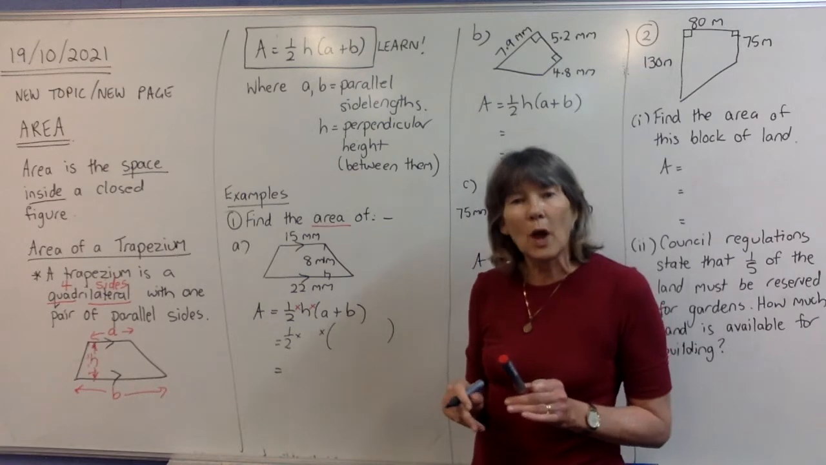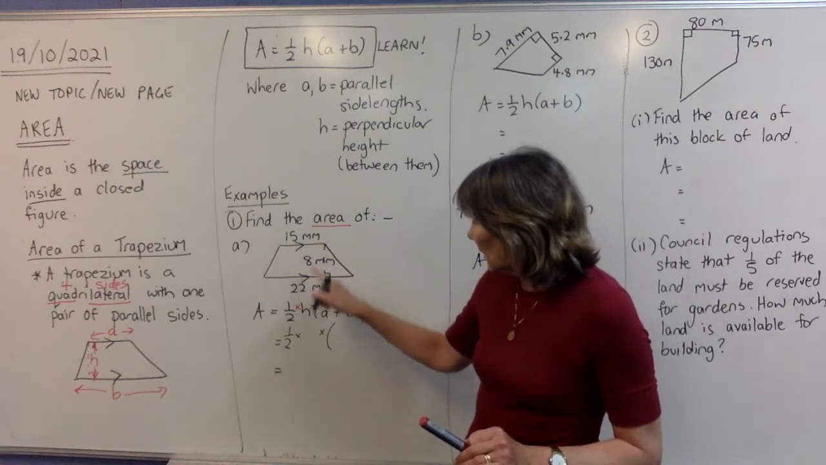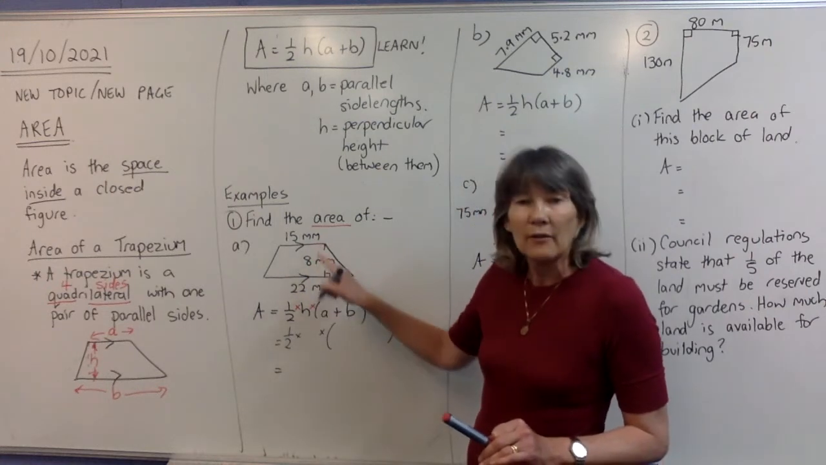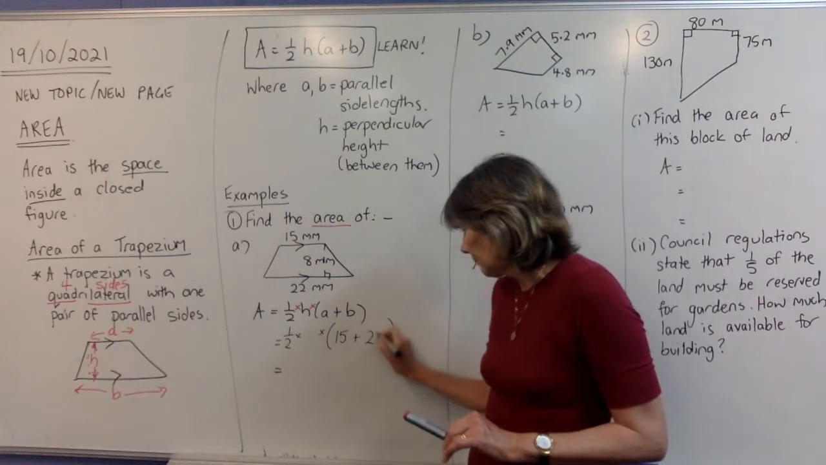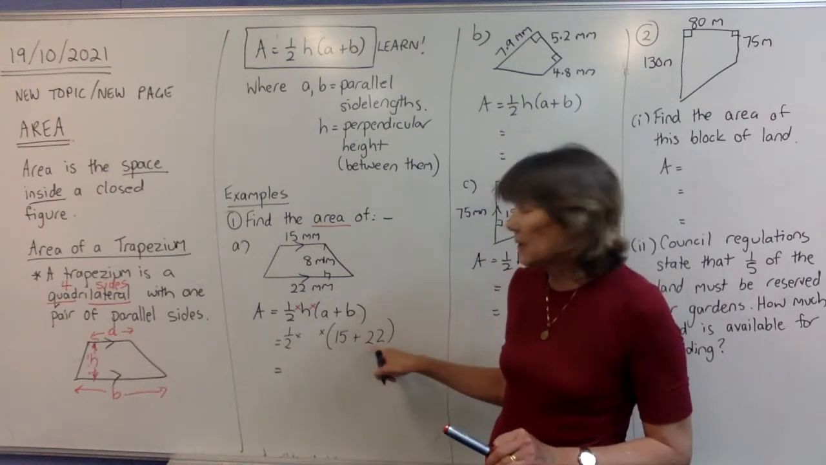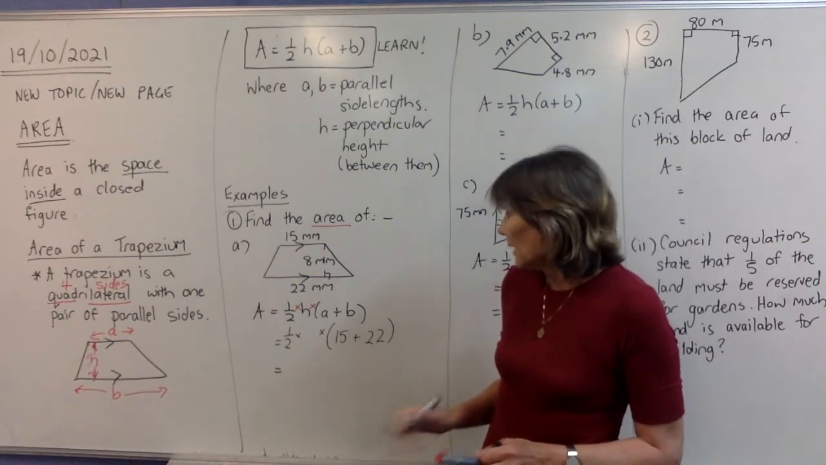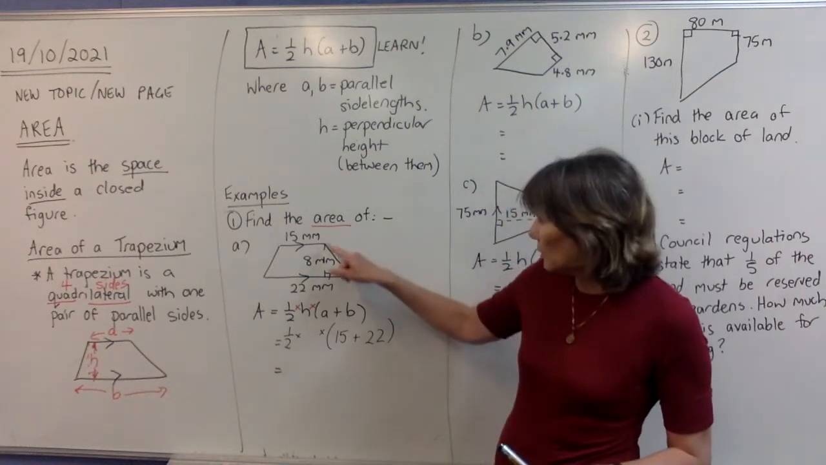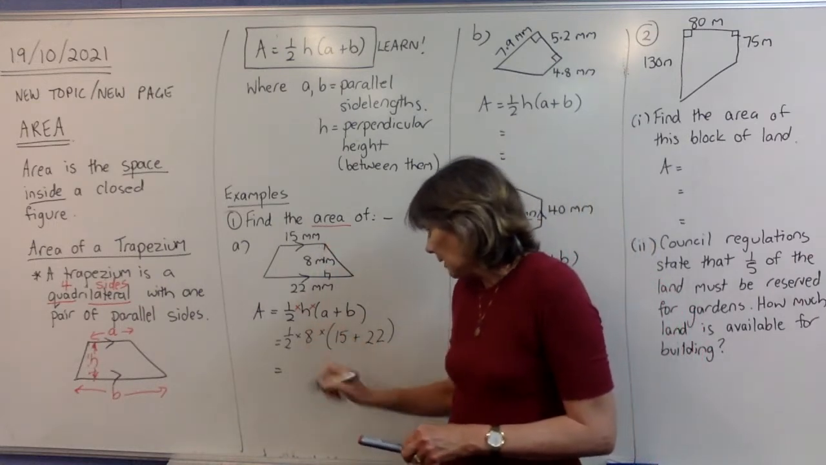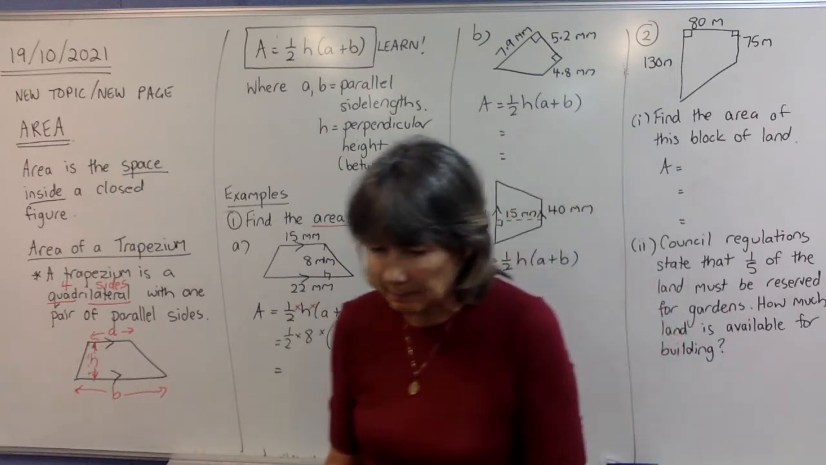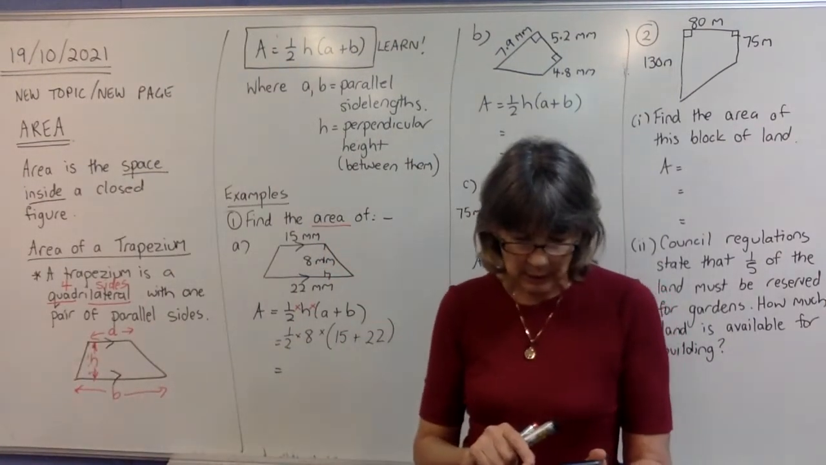It's always good to write down what your parallel sides are first so you don't get things mixed up. So the A and the B are these 2 parallel sides, 15 and 22. So I'm going to write them in. The brackets there, so it's 15 plus 22. It would not have mattered if you wrote 22 plus 15. Now the perpendicular height goes between those parallel sides, so that's where the 8 goes in. And now we're just going to put the whole thing in the calculator, left to right. Don't try and work out bits and pieces, you'll risk getting it wrong.